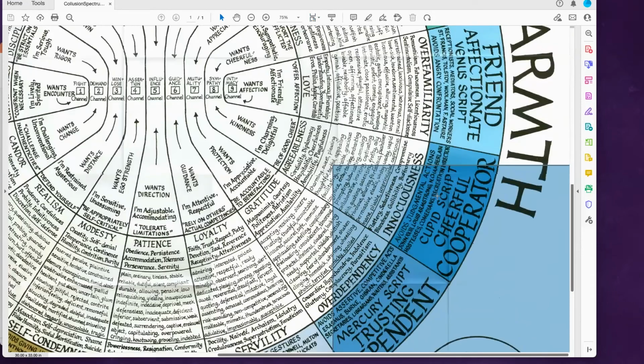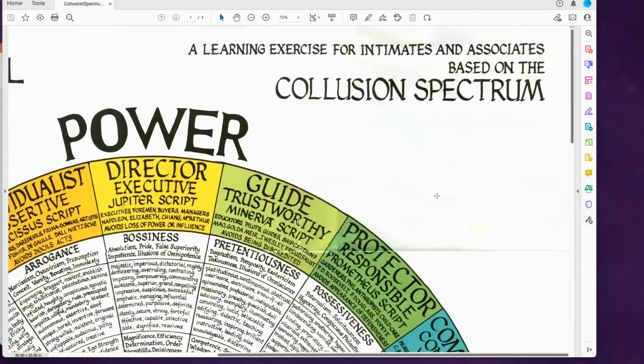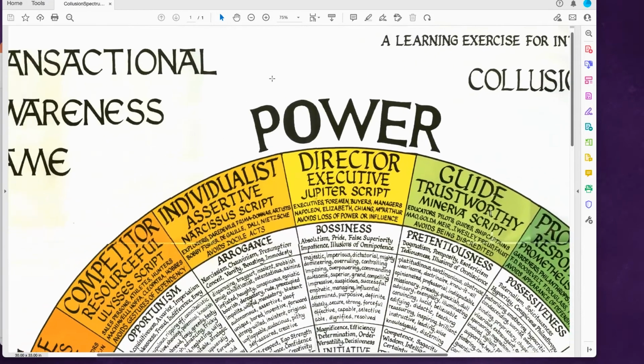Since we've been talking about the corners, we might as well go up here. And I just want to remind you that he frames this as a learning exercise for intimates and associates based on the collusion spectrum. The collusion spectrum is his, but you're not going to find much around it.